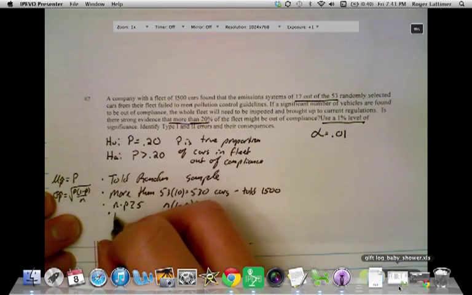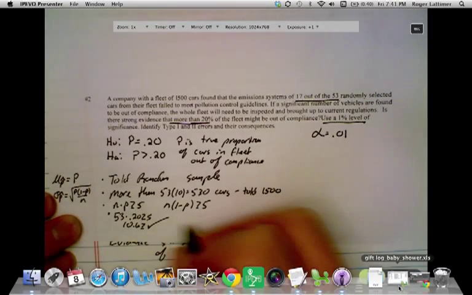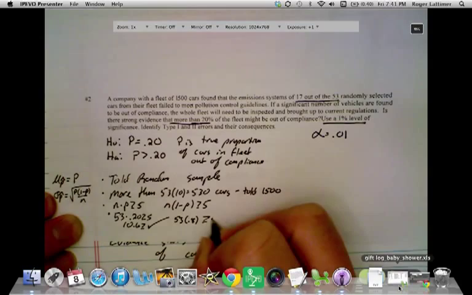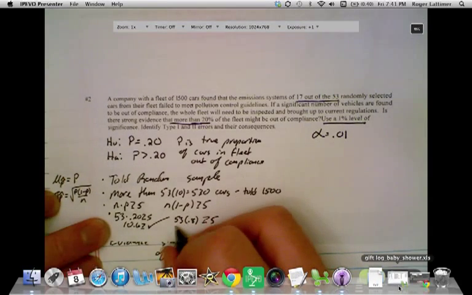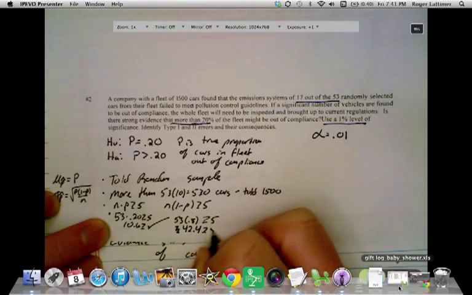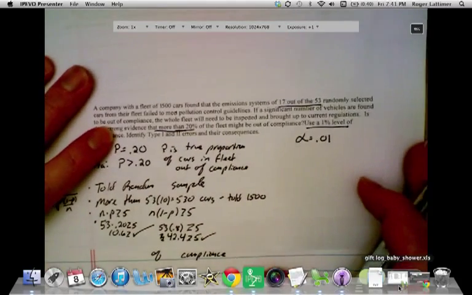So we've got 53 times 0.20, which is 10.6. We're good. And this one will be 53 times 0.8, which is going to leave us with 42.4, which is also greater than 5. Remember, that's the idea behind normality. Okay, so what do I do next?